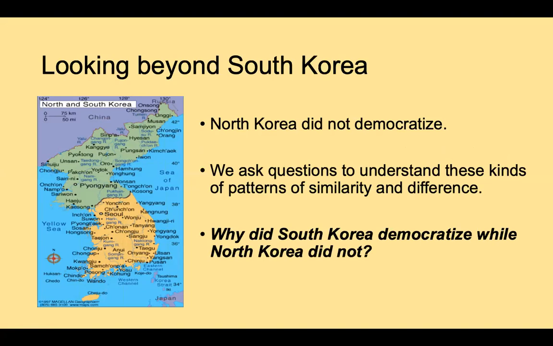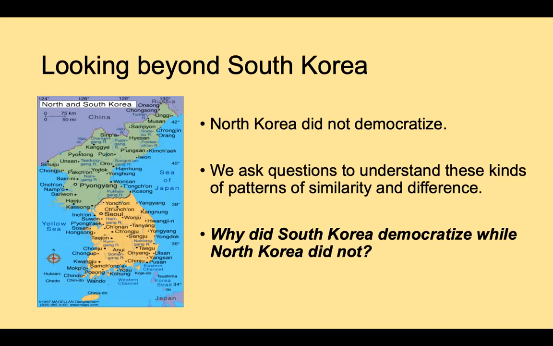We can't know that. But we can examine patterns that exist in the real world to begin to try to get that same leverage. And so, for example, North Korea did not democratize. Many of you pointed out that North Korea did not democratize, though South Korea did. That is a crucially important departure or difference between these two cases. This is something that is probably systematic because they went in such radically different directions.